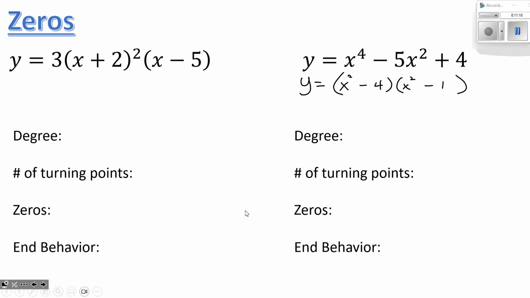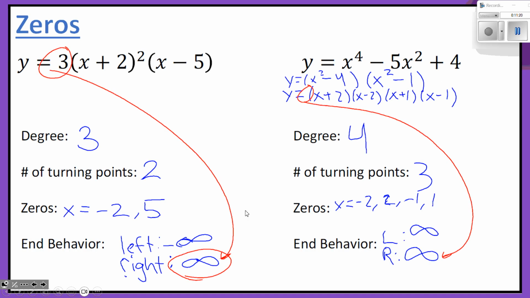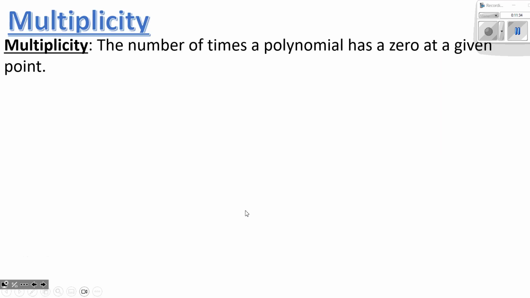And hopefully you've done so. So now these are your answers. Notice again, I've already drawn in there that lead coefficient gives you your right end behavior. Okay, time to add on one last piece and then we're ready to sketch.